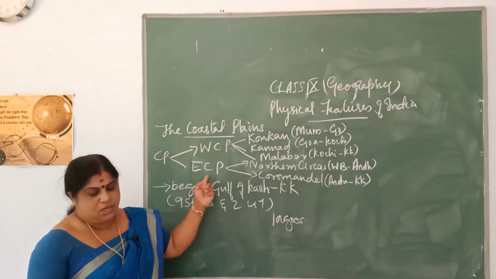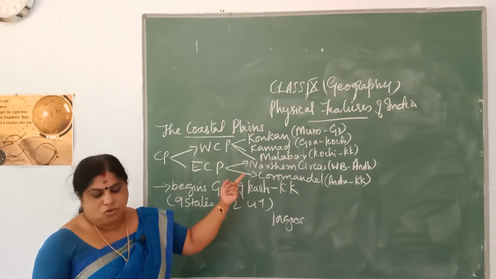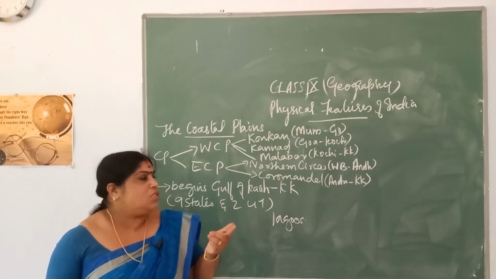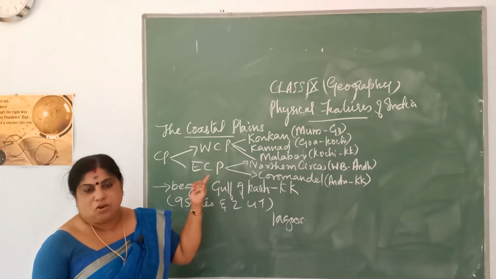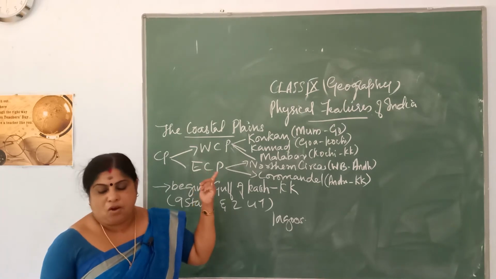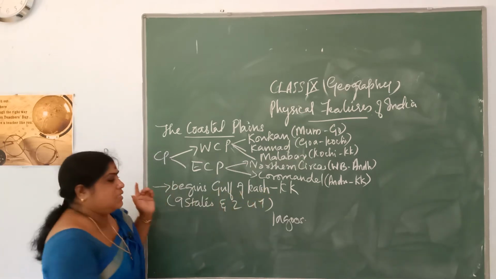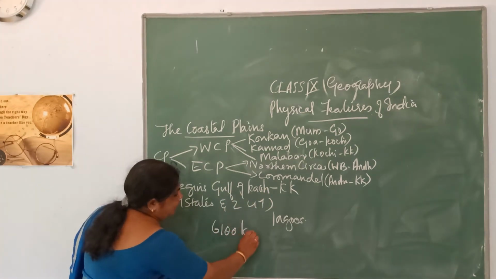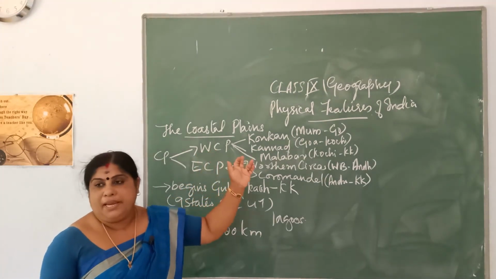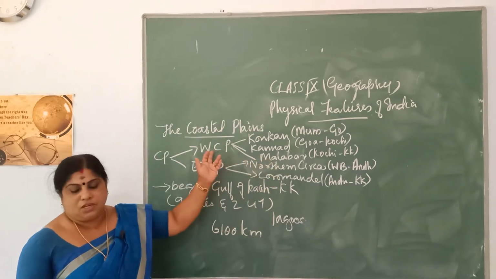Now, moving on to the eastern coastal plain. From Kanyakumari, this coast moves towards the north up to the Bay of Bengal. This long coastline you call the eastern coastal plain, which is found near the Eastern Ghats and the Bay of Bengal. The total length of this eastern coastal plain is 6,100 kilometers. It is much wider compared to the western coastal plain. It is smoother also. The soil here is much smoother compared to the western coastal plain.